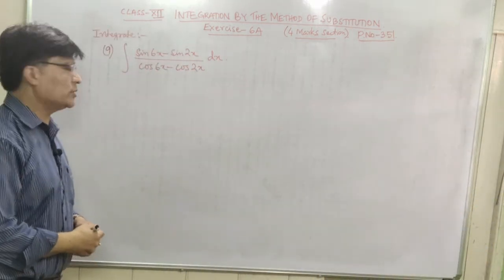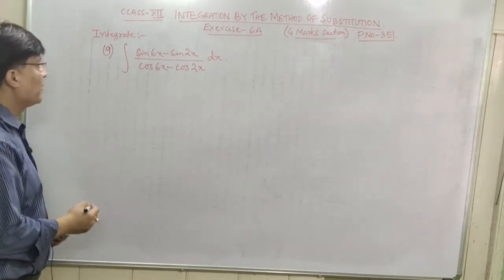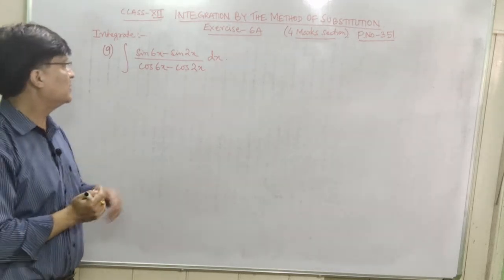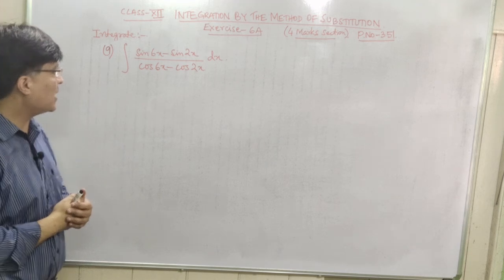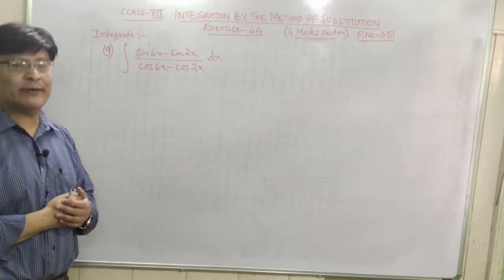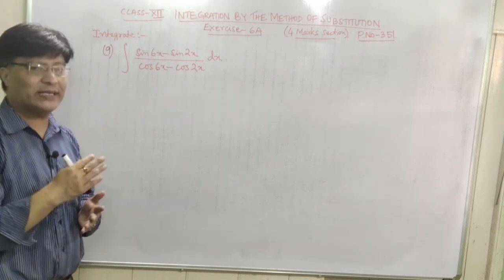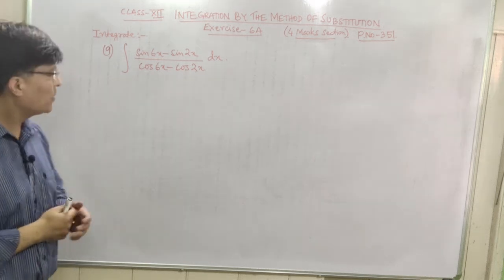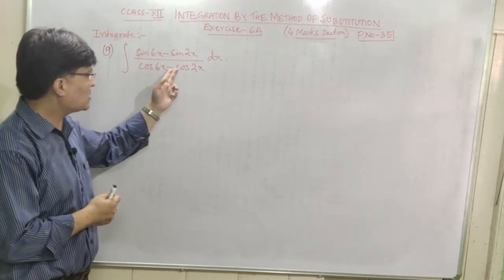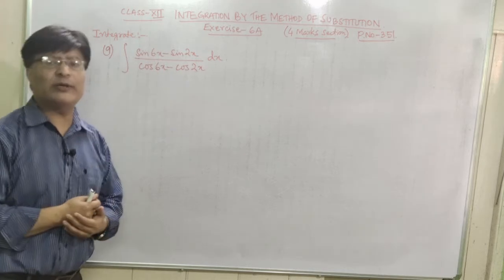So now we'll do the next question, that is question number 9. Let us integrate this function: sin 6x minus sin 2x whole divided by cos 6x minus cos 2x dx. If you differentiate cos 6x minus cos 2x, are you getting the numerator?